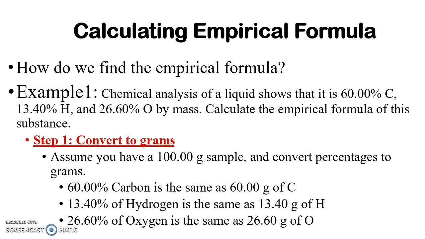So our step one is to convert it to grams. Assume that you have a 100 gram sample and convert percentages to grams. So 60% carbon is the same as 60 grams of carbon, 13.40% of hydrogen is the same as 13.40 grams of hydrogen, and 26.60% of oxygen is the same as 26.60 grams of oxygen.